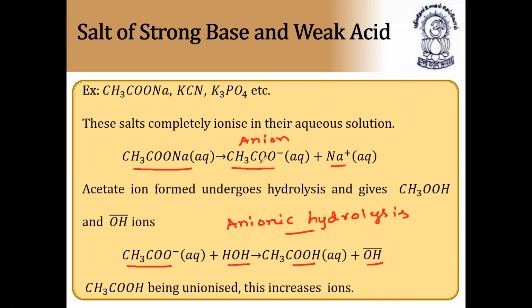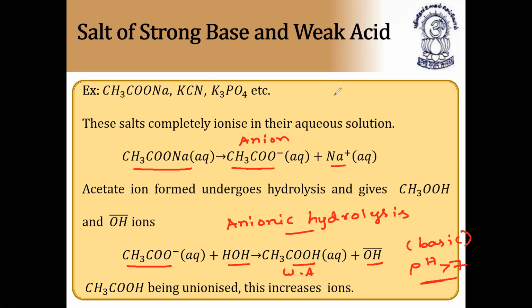Why? Because the anion of the salt combines with water and forms weak acid, along with OH minus ions. So the resultant solution will be basic, because the concentration of OH minus ions is present in the solution. So pH should be greater than 7.